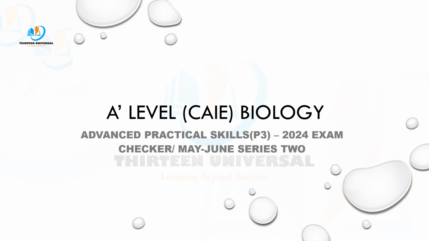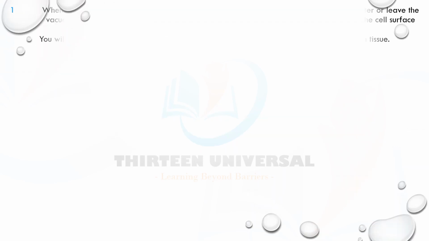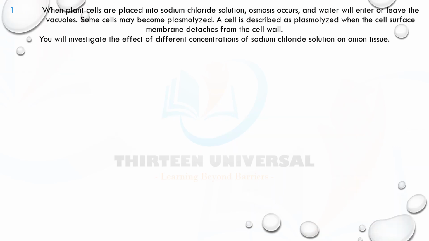Okay, so if you're writing this exam, May-June Series 2, you're writing May-June 3-1. This is actually 3-1, which is on the 9th of May. So come with us. Let's go through these questions that are likely to come out in the exam, and this is schedule. So let's go to the first one, guys.